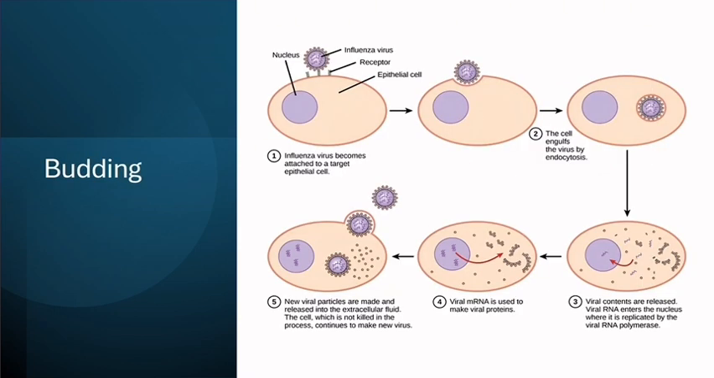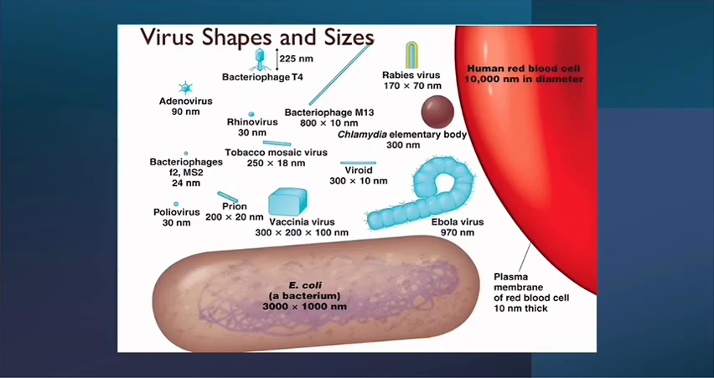But not all viruses destroy cells right away. Some, like the flu virus, exit the cell through a process called budding. Instead of bursting the cell, these viruses pinch off a piece of the cell's membrane to form their envelope, leaving the host cell mostly intact. This allows the virus to spread while the cell continues functioning, at least for a while.